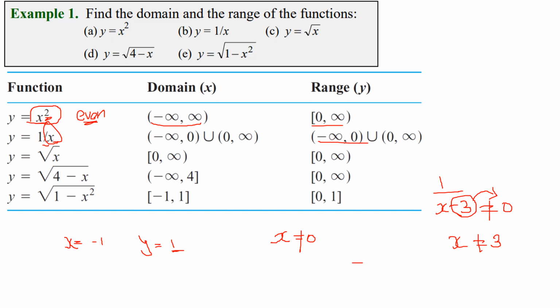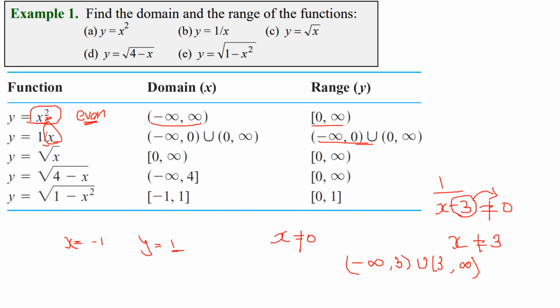So for this case, what is the domain? Minus infinity, comma 3, not included, so that is an open bracket, union 3 comma positive infinity. The range also must be the same.